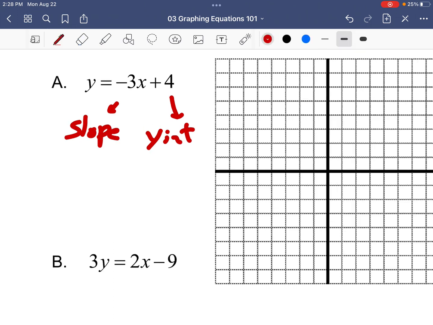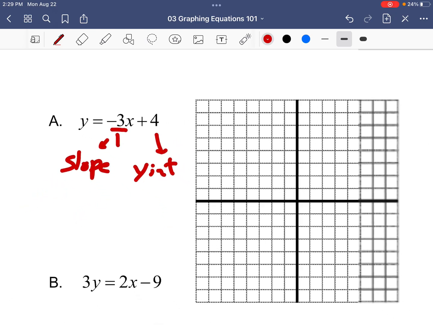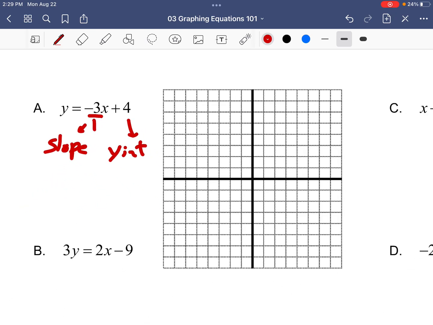Now, when it comes to the slope, right now, being a single number, well, we're going to want to think of it as a fraction, as two numbers, as a rise over a run. So -3 over 1. Okay, now be careful. The negative sign is only going to apply to one of the numbers. We typically apply it to the numerator, so we'll say -3 over 1. So the y-intercept is 4.